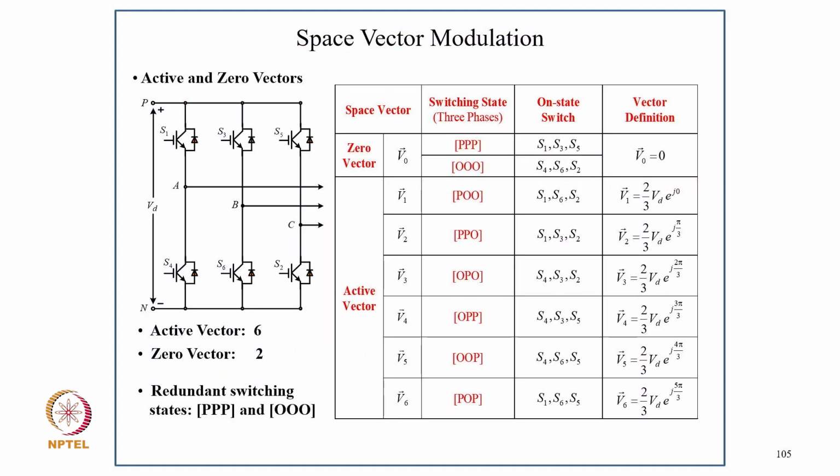So now coming to active and zero vector. The active vector and zero vector are the resultant switching states. P, 0 and 0 0 are the zero vector, in addition to the other vectors you can see here. The zero vector gives 0 voltage, but there are two switching states that can be used here, and you can see the six vectors, how the on state switches and how the vector is defined.